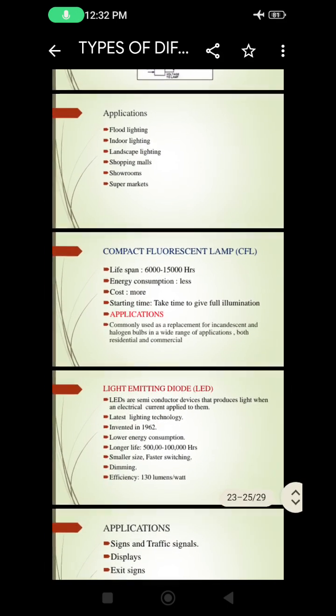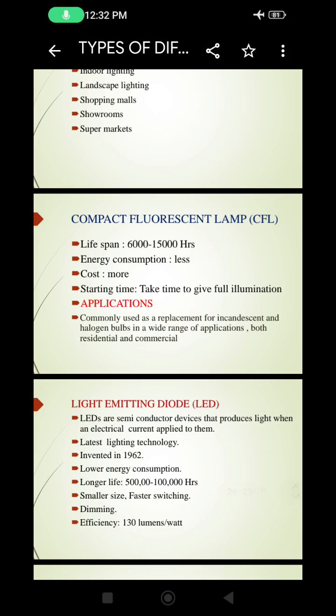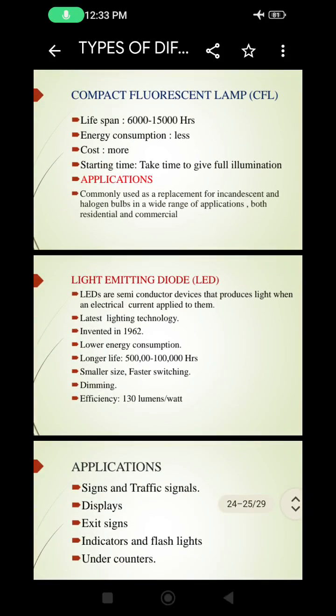Then the compact fluorescent lamp, also known as CFL. The average lifespan of a CFL is 6,000 to 15,000 hours, and the energy consumption is less. It costs more than other lamps, and at starting, it takes time to give full illumination. The main applications are as a replacement for incandescent and halogen bulbs in a wide range of applications in both residential and commercial settings.